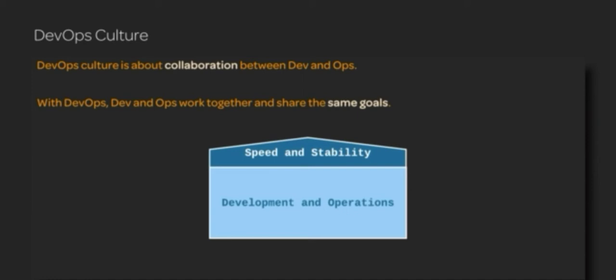But let's look at how these goals function within a DevOps culture. In a DevOps culture, the development and operations teams are one group, and they both share the same goals, and they are both measured according to those same goals. Both speed and stability are very important.